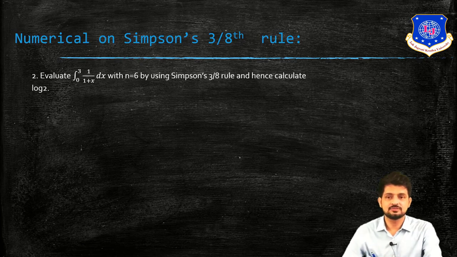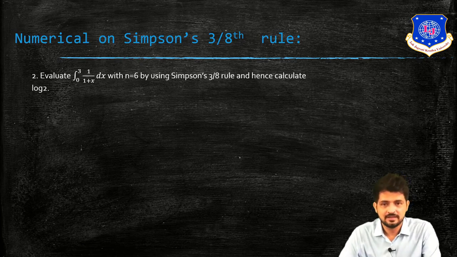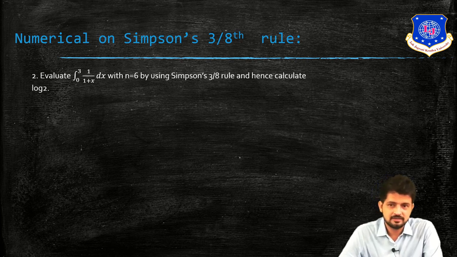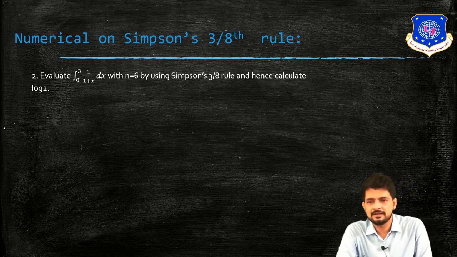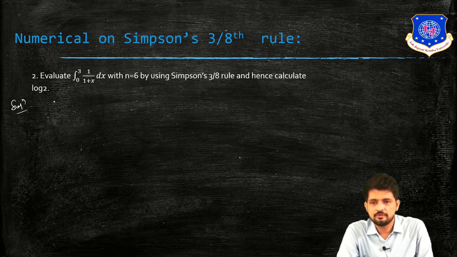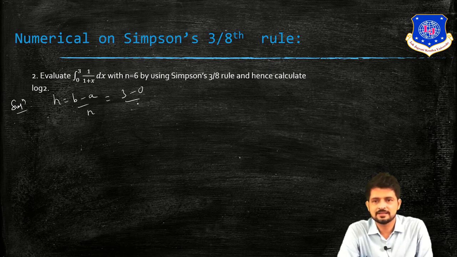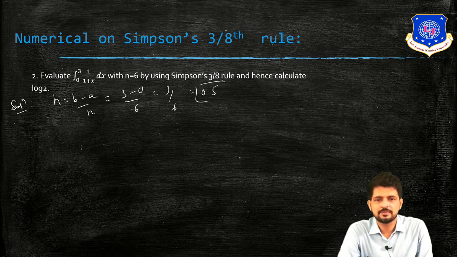See, what is given in this numerical? In this numerical, we have to find the integral from 0 to 3, 1 upon 1 plus x. n is equal to 6 is given, so h will be easily found. And we have to also calculate the value of log 2. Here again log 2 is given, so ln we have to apply. But before that, we have to find the value of h. h is equal to b minus a upon n. So 3 minus 0 upon 6. 3 by 6, that is 0.5.